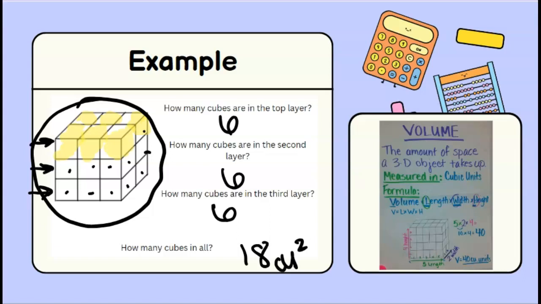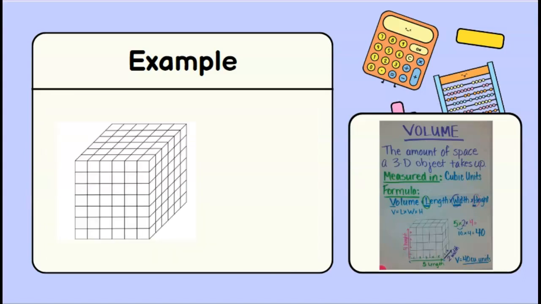Now let's say that I don't want to go through and count and add, because sometimes our rectangular prisms can be pretty big, and if I count these one by one, it could potentially take me a while. That's where that algorithm comes in. Volume is equal to length times width times height. I'm going to need to find my 3 measurements in order to plug them into that algorithm to find my volume. How do I do that?